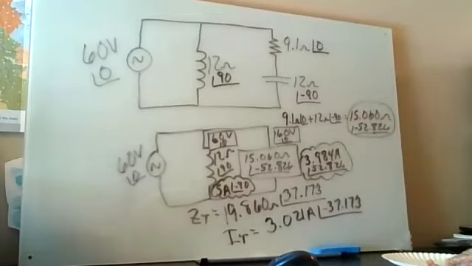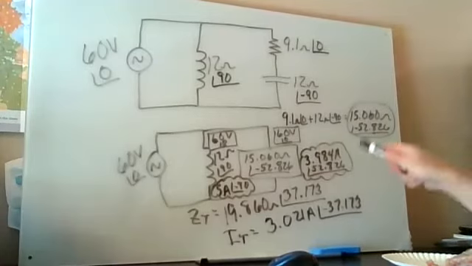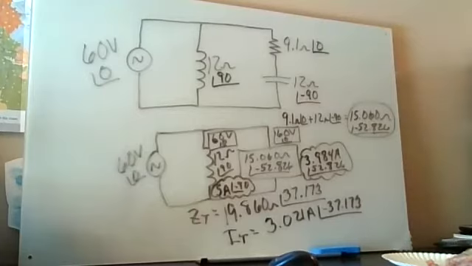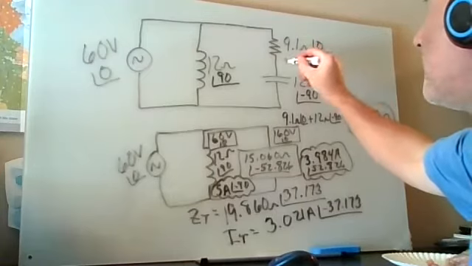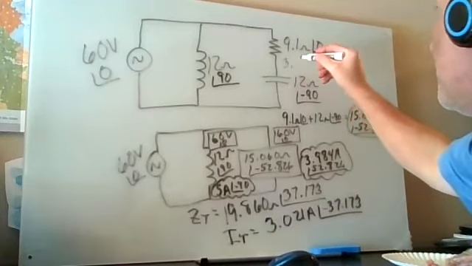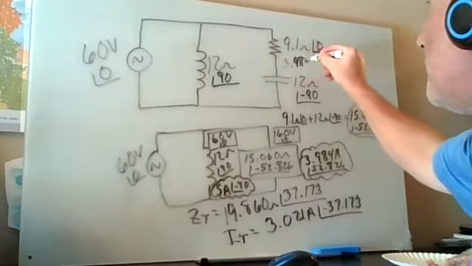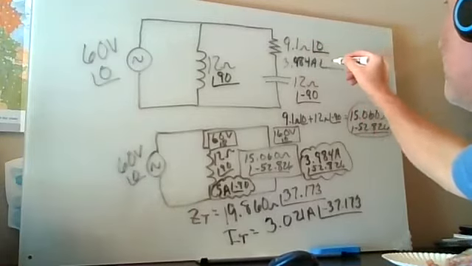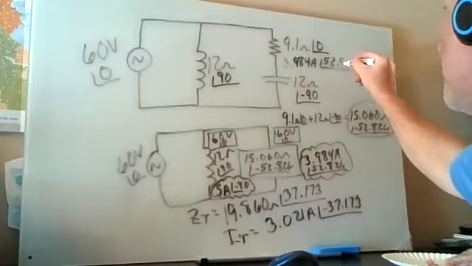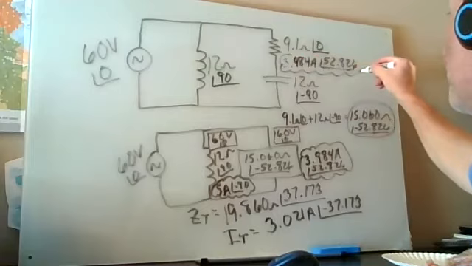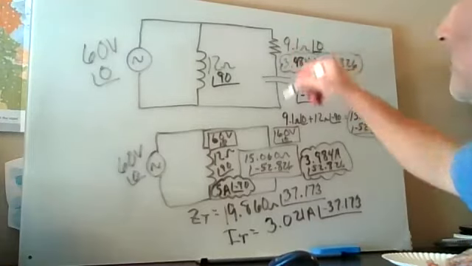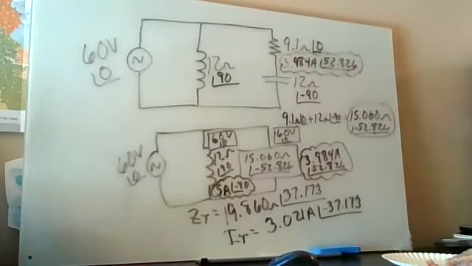Then I'm going to add those two currents together, make sure I get I total. If I do, I'm going to take this current back up here, right in between here, 3.984 amps at an angle of 52.826. I'm going to put it right in between them because I know it goes where? It goes to both of these because they're in series.